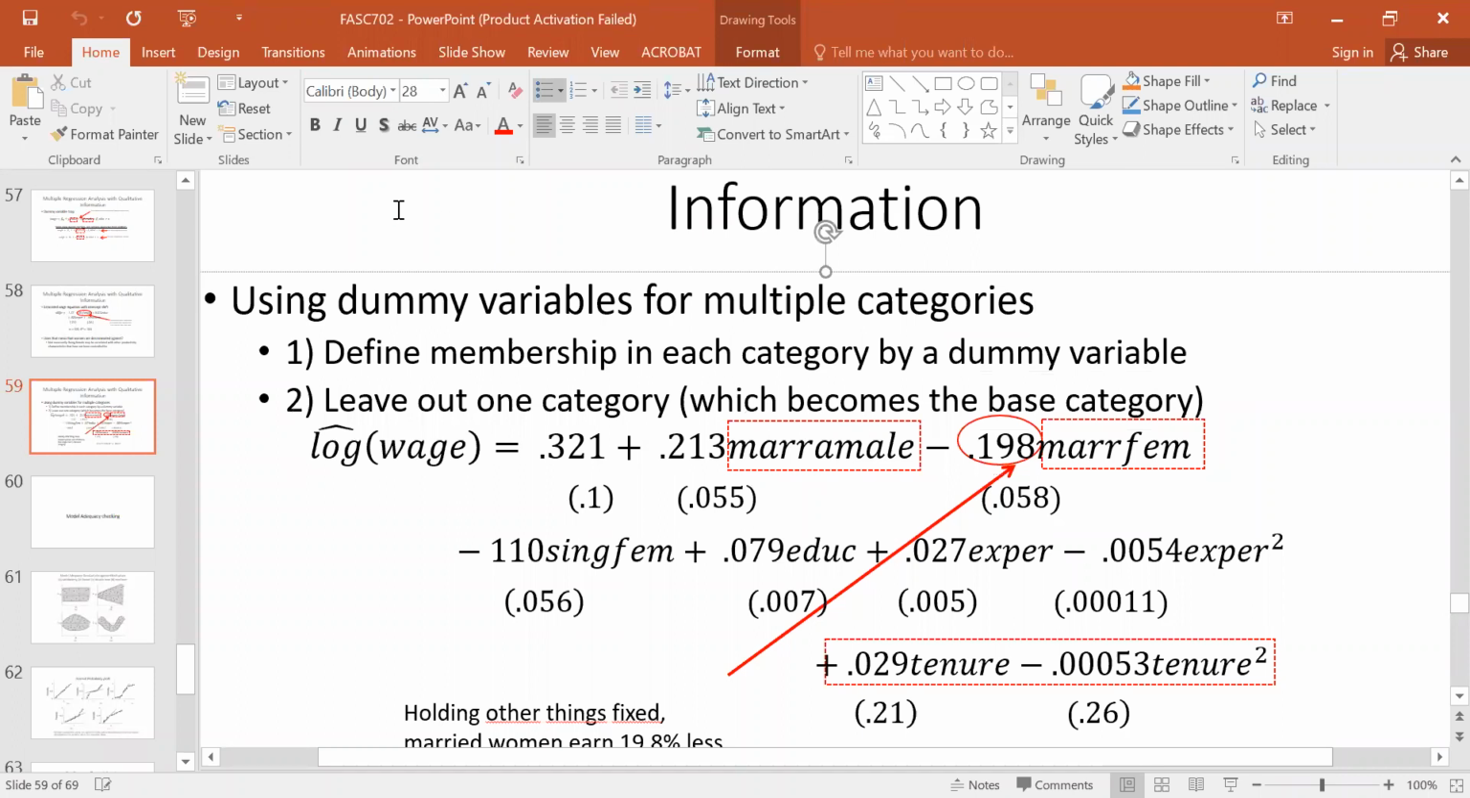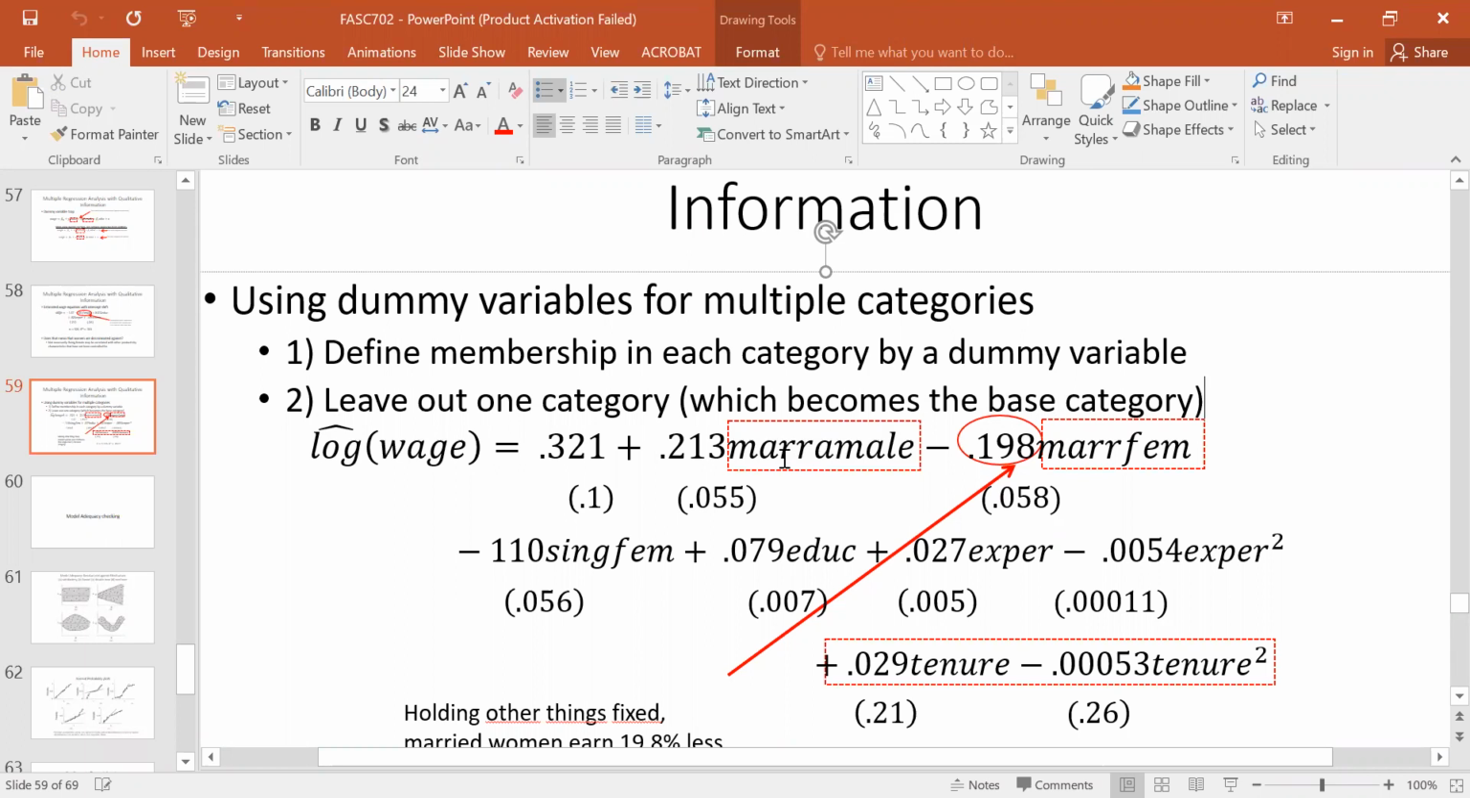My friends, because these are categorical variables, it is wrong to say that if this variable increases by 1 unit, blah, blah, as we did last week. Last week, we said what? If education increases by 1 year, then holding other things constant, blah, blah. Here, this is qualitative, right? So it's wrong to say if this increases by 1 unit.